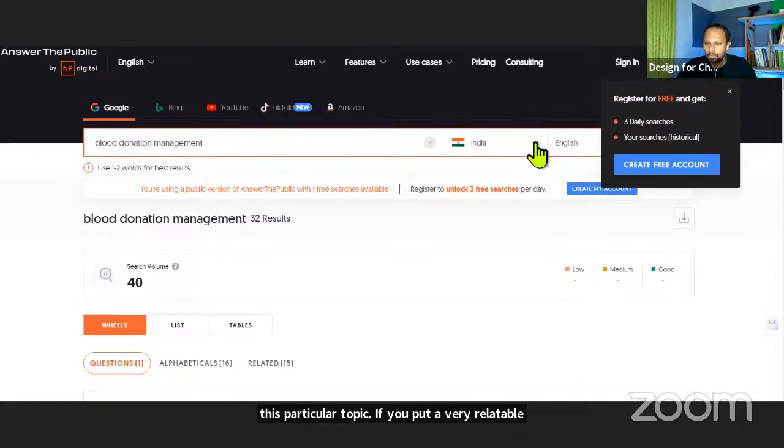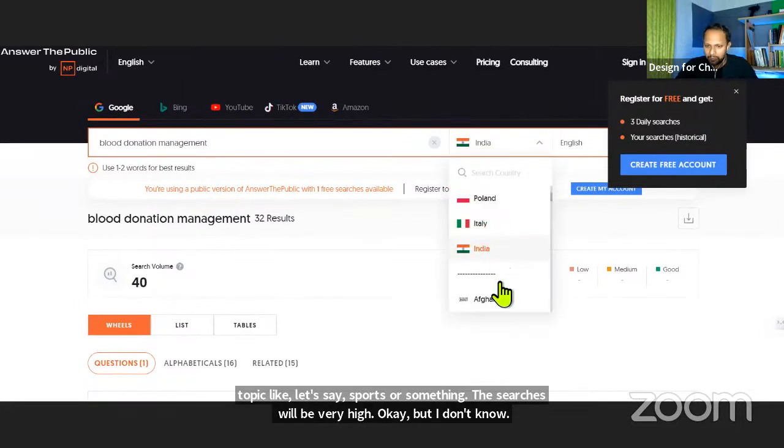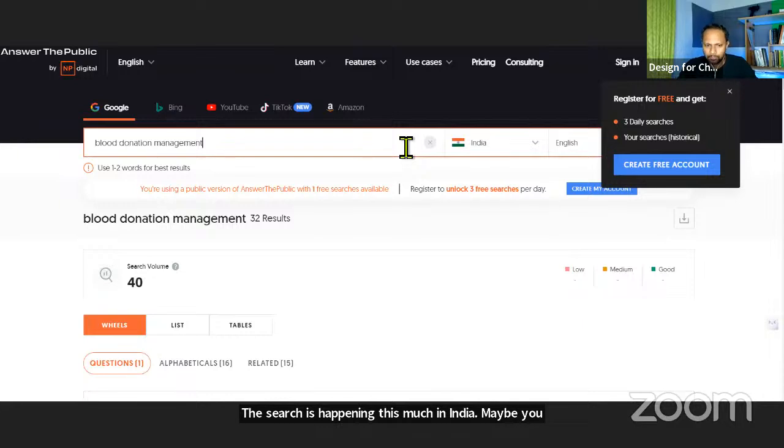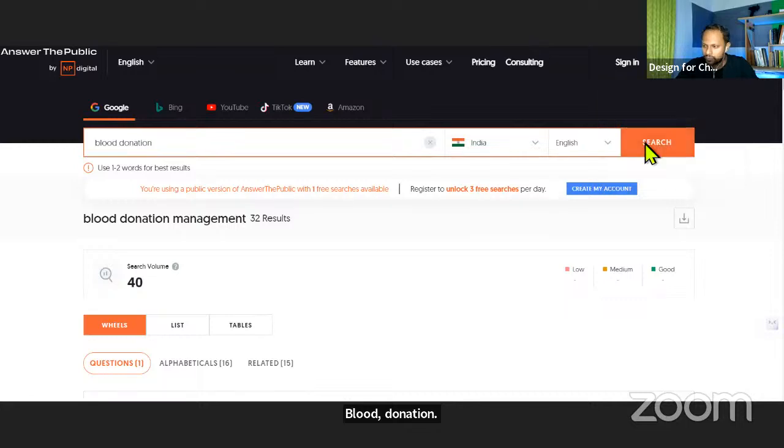The searches are happening this much only in India. Maybe you can widen your region. Maybe you can take the entire globe also. That's totally up to you. Okay, blood donation. I'll put only these keywords. Blood donation. Search.